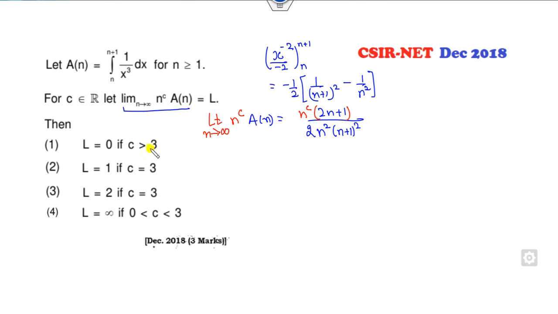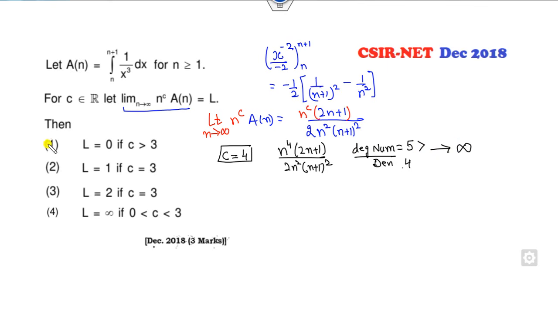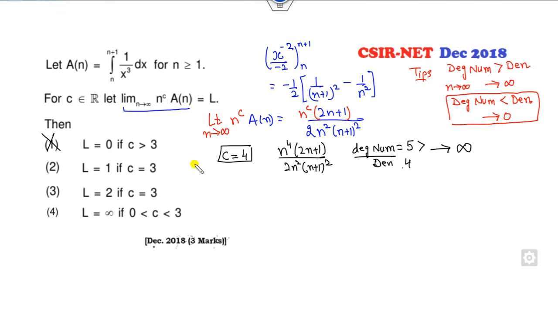I think it is very simple. I can start from the options, say any number greater than 3. I can choose c is equal to 4. Then this value will be n to the 4, 2n plus 1, over 2n square, n plus 1. What is the degree of the numerator? Degree of the numerator is 5. Degree of the denominator is 4. So definitely the degree of the numerator is greater than the denominator, and it goes to infinity. Always remember, students, whenever the degree of the numerator is less than the degree of the denominator, then as n approaches infinity, the limit goes to 0. Whenever the degree is greater, the limit goes to infinity.